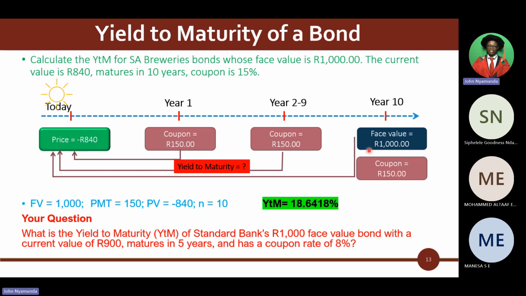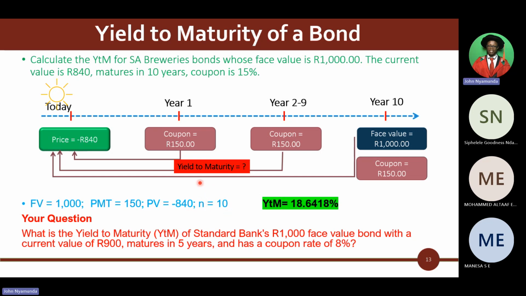Then what do we do with all that information? And this is just a visual representation. So we say FV is 1,000, PMT 150. Ladies and gentlemen, watch out for this PV. PV should be negative, otherwise the calculator will give you an error. Then n is equal to 10.